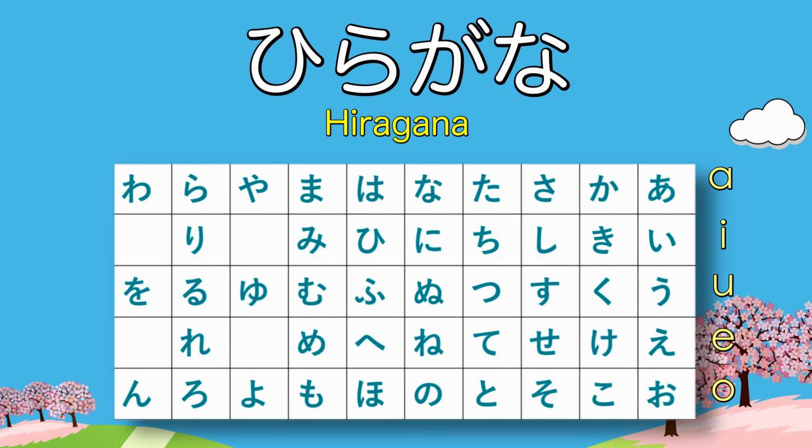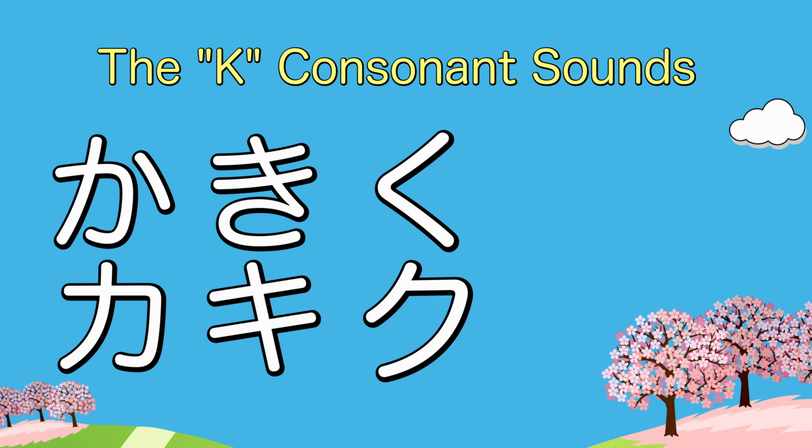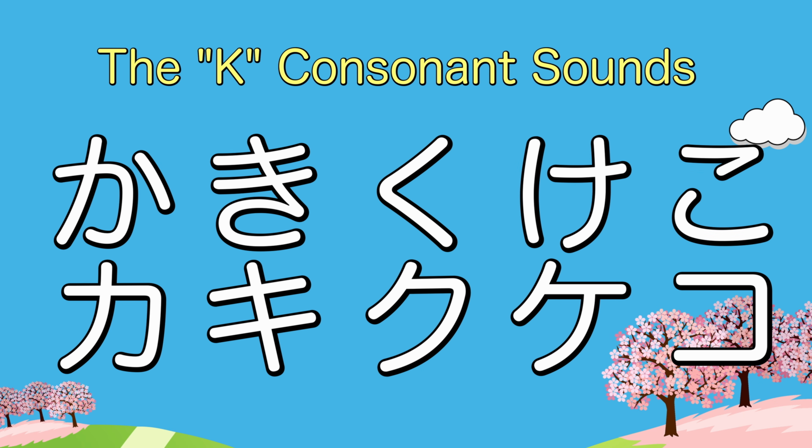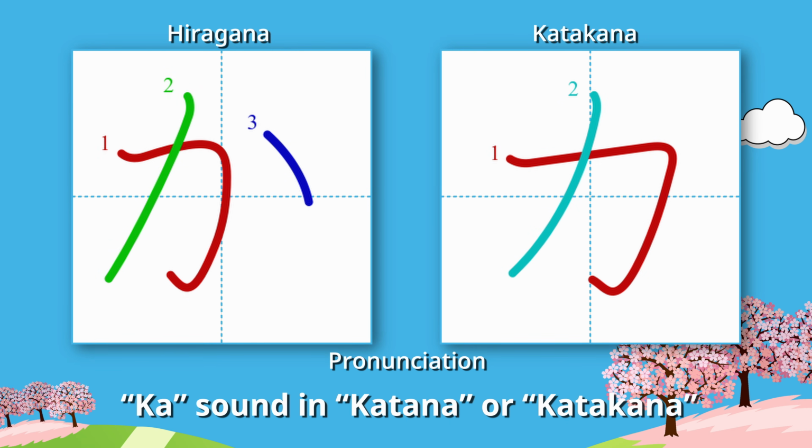Our first consonant sound is the K sound in kick. And ordering it by vowels, we get か、き、く、け、こ。 So let's go. Our first non-vowel kana look nearly identical to each other. These characters represent the ka sound in katana or katakana, which is convenient because those are both Japanese words.